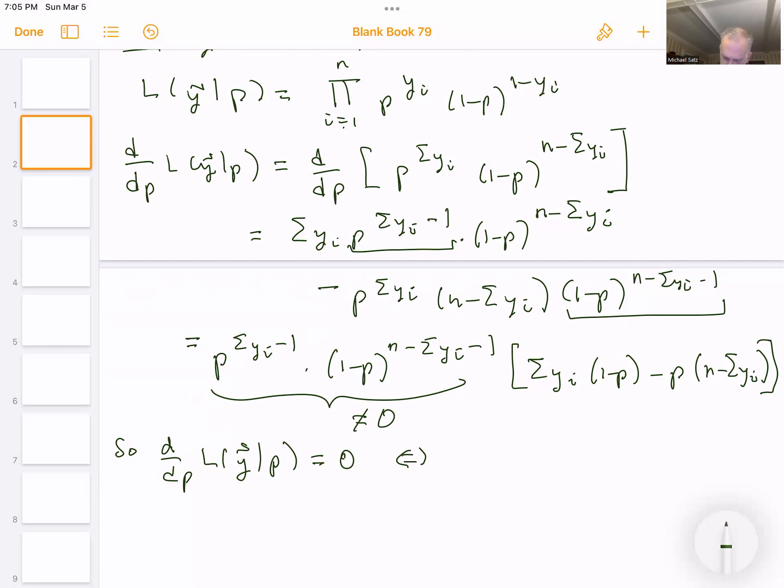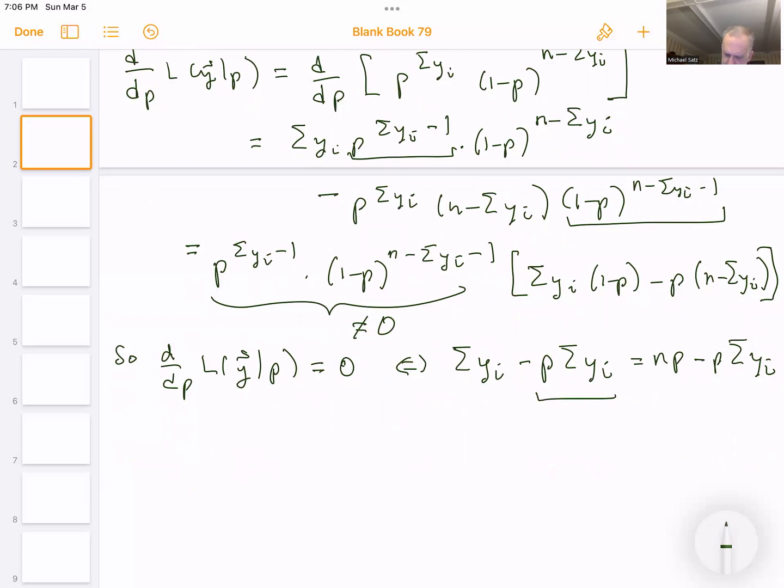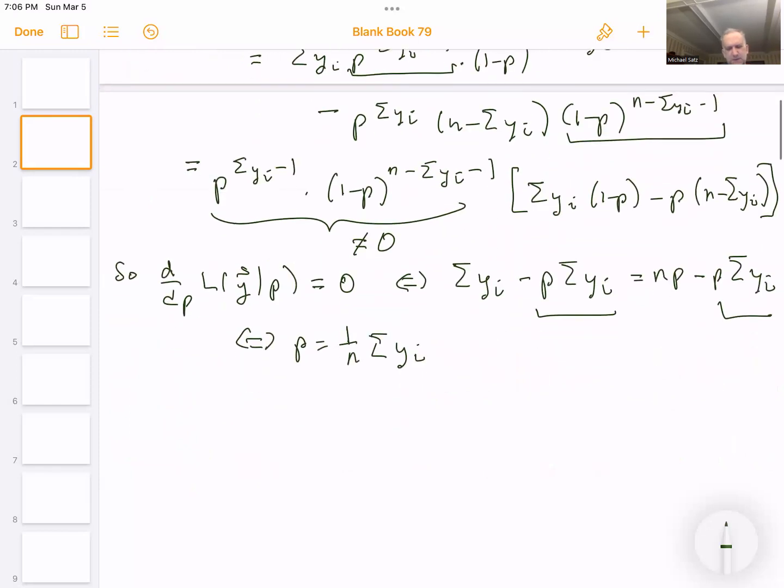It appears we can. If sum yi minus P sum yi is equal to nP minus P sum yi, you can see these will cancel. This cancels with this. So that's true only if P equals 1 over n sum yi. So this is the function in terms of the observations for P. The one that will maximize the likelihood is if P is equal to the average of the observations.